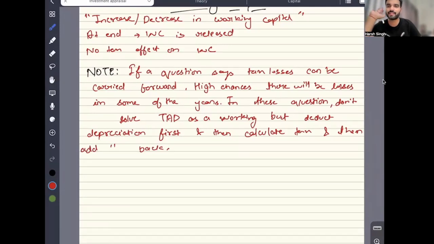If a question says that there will be certain tax losses which can be carried forward, high chances in those questions you will see that there is a tax loss. So what you are supposed to do in this question, you are supposed to not prepare a TAD working, but deduct depreciation first, then calculate tax, and then add back the depreciation so that there is no depreciation included in the cash flow statement. So definitely we'll do 1 or 2 questions based on this topic as well.